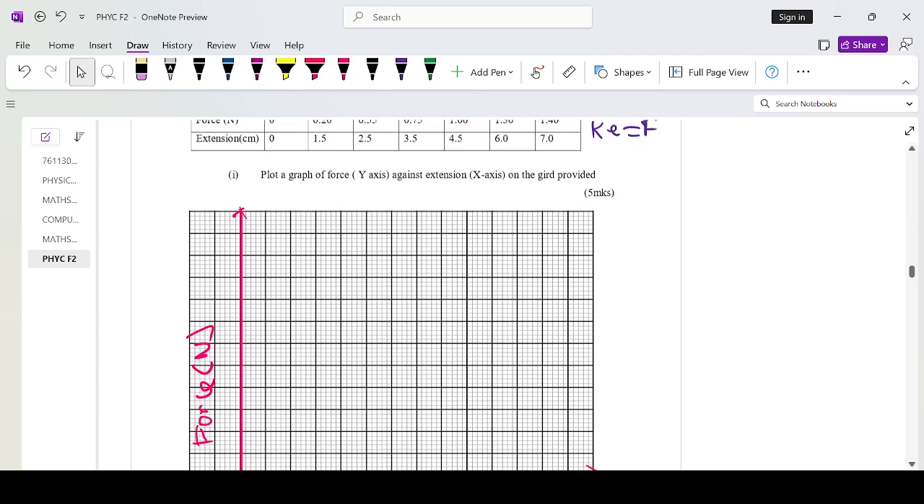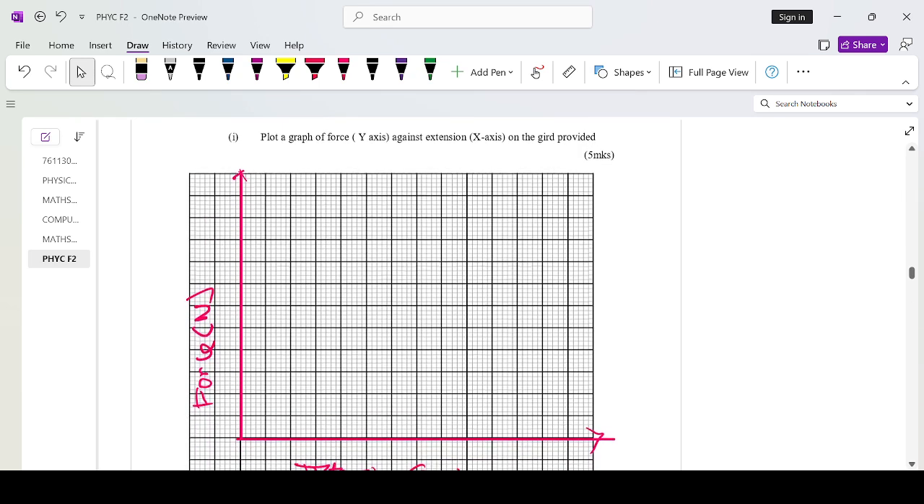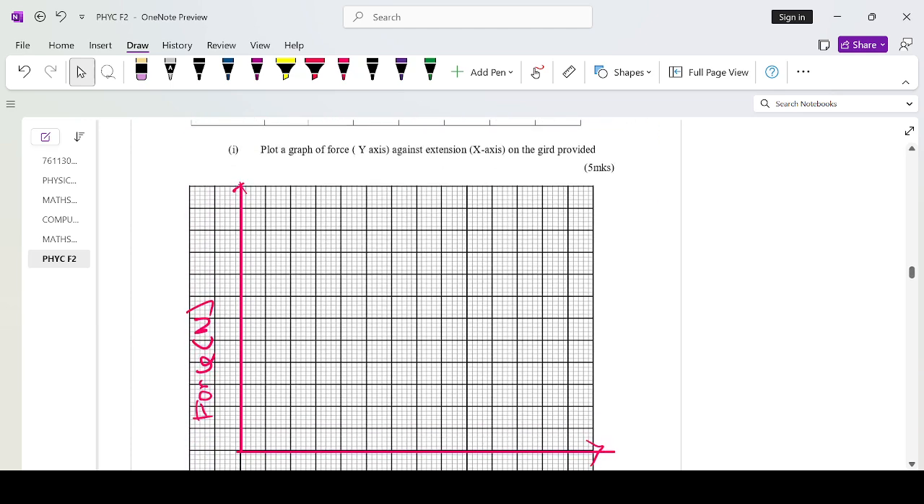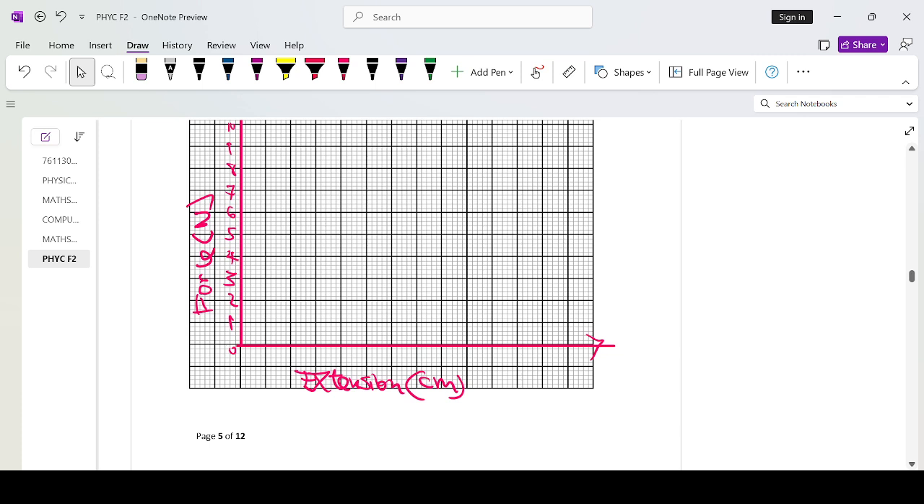Now because I've said we are going to multiply the force by 10, I want to go with intervals of, because the maximum value here will be 14, I can go with intervals of 1. Obviously this is the origin 0, 0, then 1 2 3 4 5 6 7 8 9 10 11 12. It will be less. Sorry for that. I thought my graph would be enough, but it seems it does not fit.